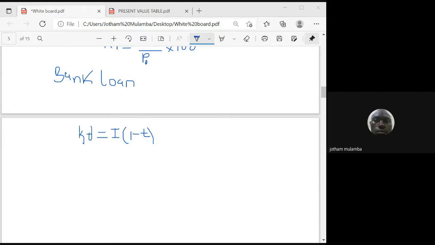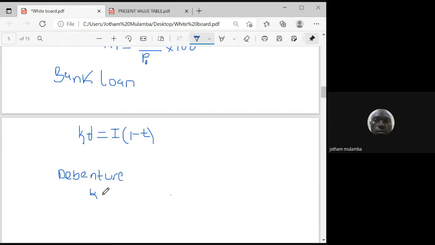Okay, so the last one is debenture. What did we say is a sister to debenture? Bonds. Yes, the sister to debenture is bonds. Bonds apply to government. Debentures apply to private and public companies. So the cost of debenture is KD.